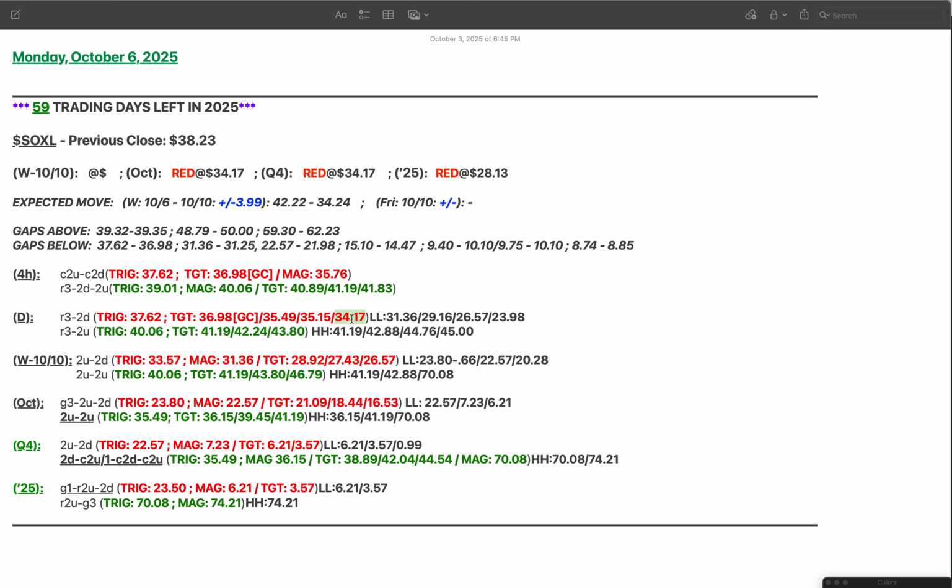and that could reach that 34.17 level. Anyway, back to the upside, we would have a red 3-2 up triggering at 40.06 and would have a target of 41.19. Again, that magic number coming in here, 41.19, and extended targets of 42.24 and 43.80.